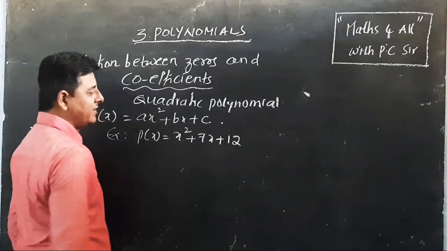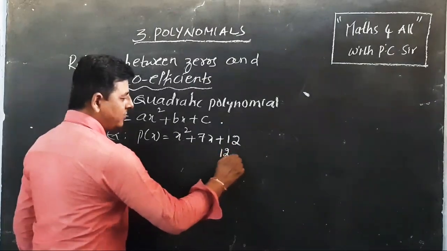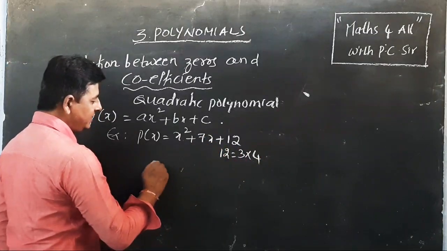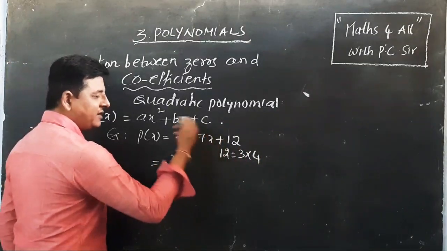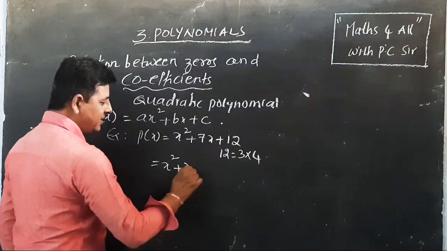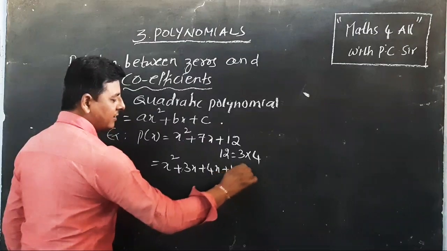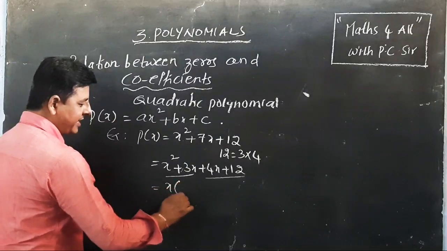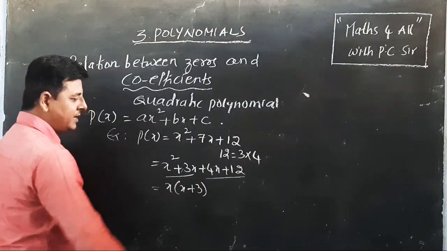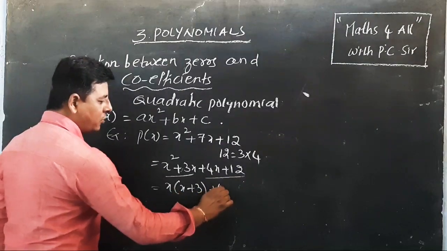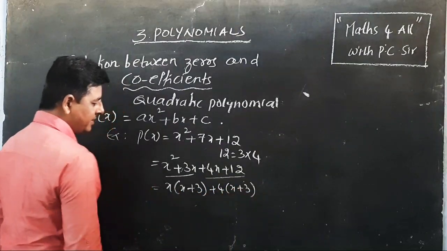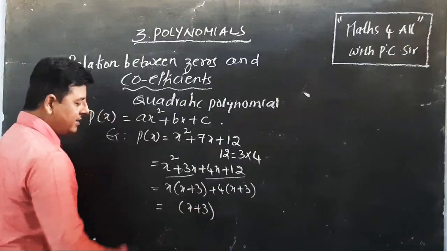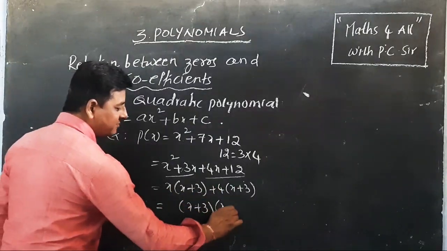Here 12 is there. What are the factors of 12? 12 is equal to 3 into 4, and 3 plus 4 is 7. So write x square, and in the place of 7x, we are writing the two terms: 3x plus 4x plus 12. Just make it into two parts. First I am taking x common, x plus 3 remains. Again we need x plus 3, so take 4 common, x plus 3. Both have x plus 3, so I am taking x plus 3 common, x remaining here, plus 4. That is x plus 3 into x plus 4.